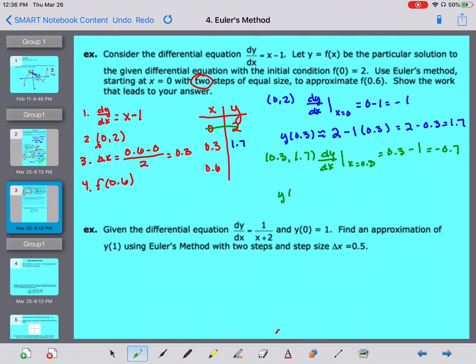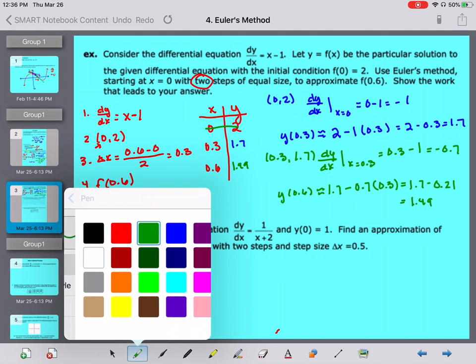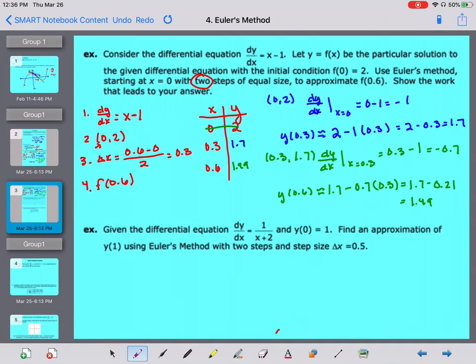So that means y of 0.6 is approximately, starting with my y value, which was 1.7, minus 0.7, which is my slope, times my change of x, which was 0.3. And that means I get 1.7, 7 times 3 is 21, so move the decimal, so minus 0.21, which calculates to be 1.49. So this value is 1.49. And what that means for us is that our f of 0.6 is approximately 1.49.